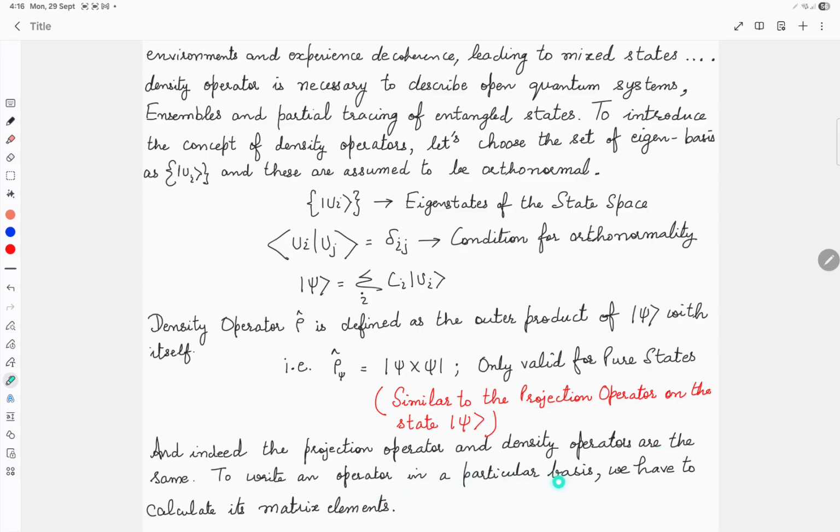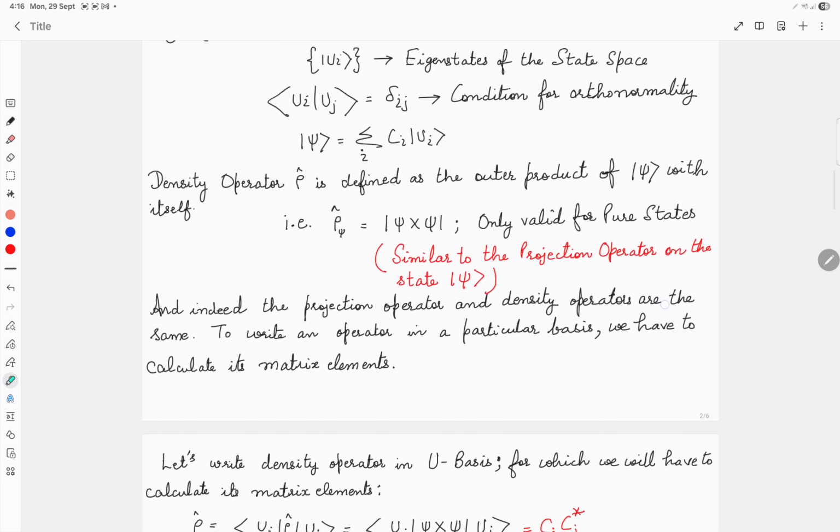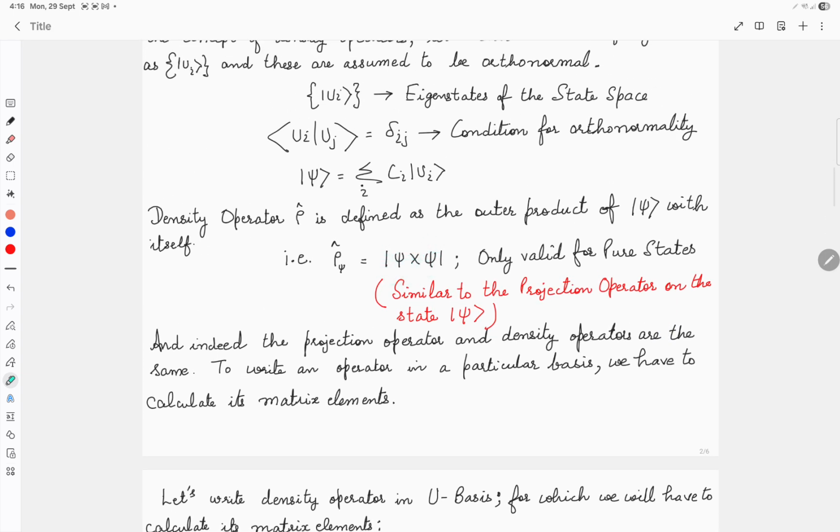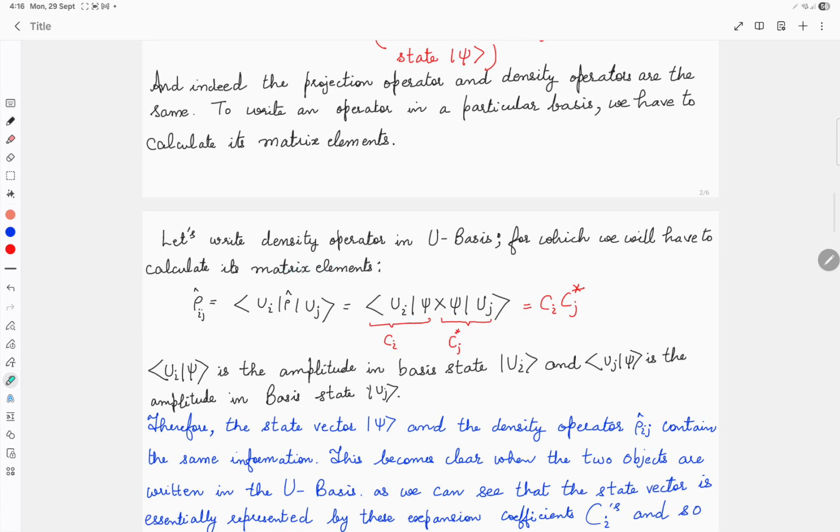To write an operator in a particular basis, we have to calculate its matrix element, because this outer product will result in a matrix form. So therefore, we need to know all the elements of this matrix. So let us write the density operator in the u basis, for which we have to calculate its matrix element.